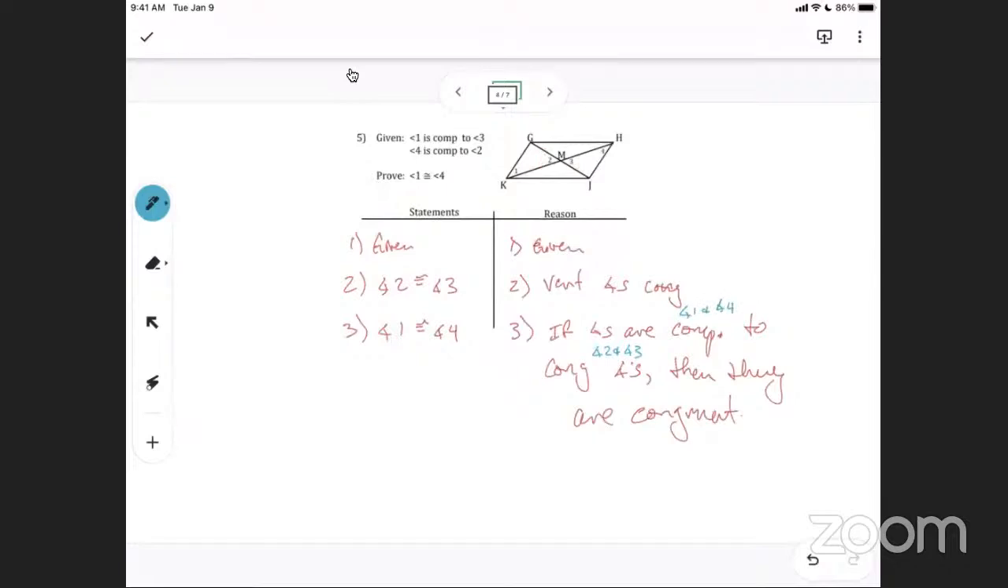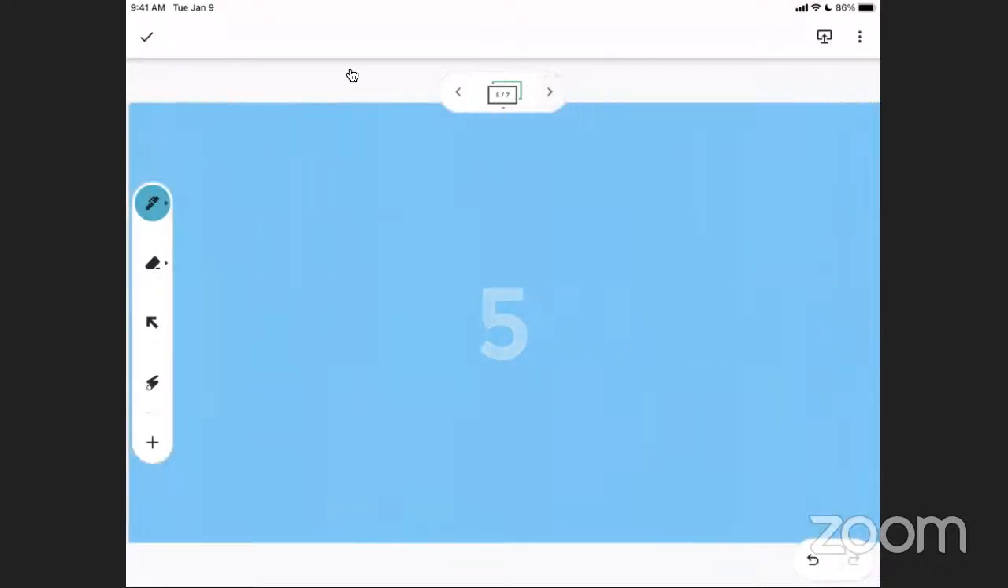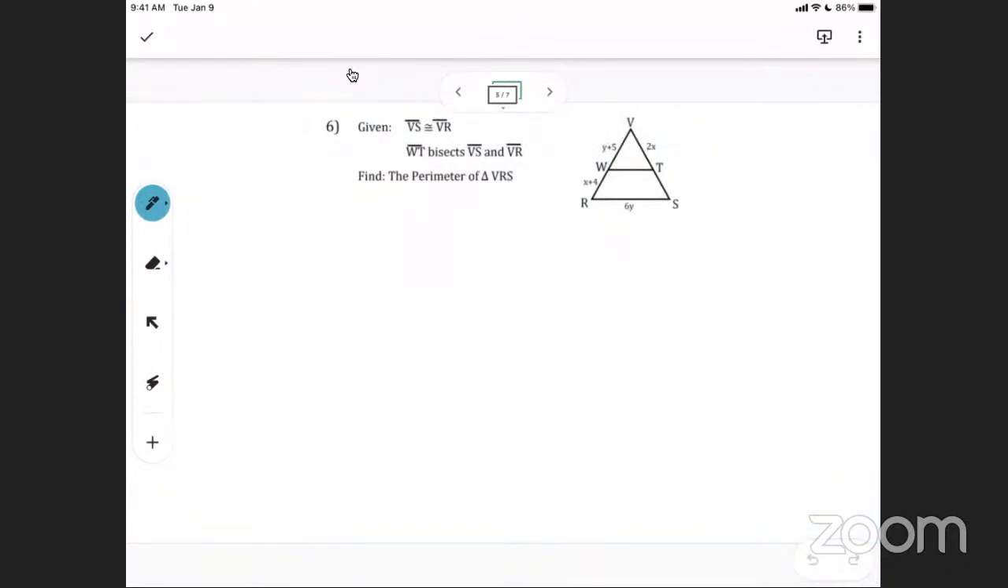So that means 1 and 4 are congruent. Let's try the next one. Page 5, number 6. Given VS is congruent to VR, so this is congruent to this. And then WT bisects VS and VR.